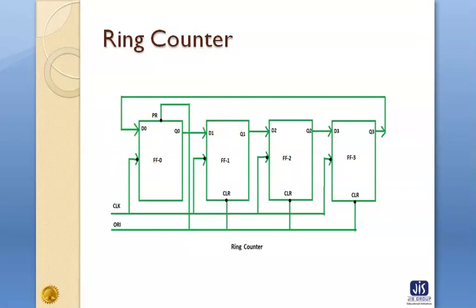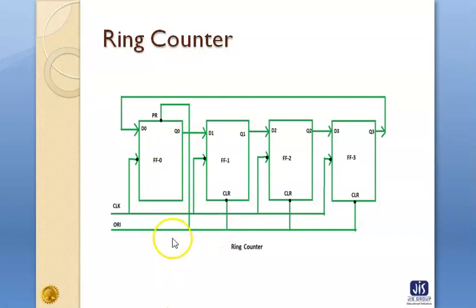Now the working of a ring counter. Here this ORI is connected to preset in flip-flop 0 and it is connected to clear in flip-flop 1, 2 and 3. Thus the output Q is equal to 1 is generated at flip-flop 0 and the rest of the flip-flops generate output Q is equal to 0. This output Q is equal to 1 at flip-flop 0 is known as preset 1, which is used to form the ring of the ring counter.